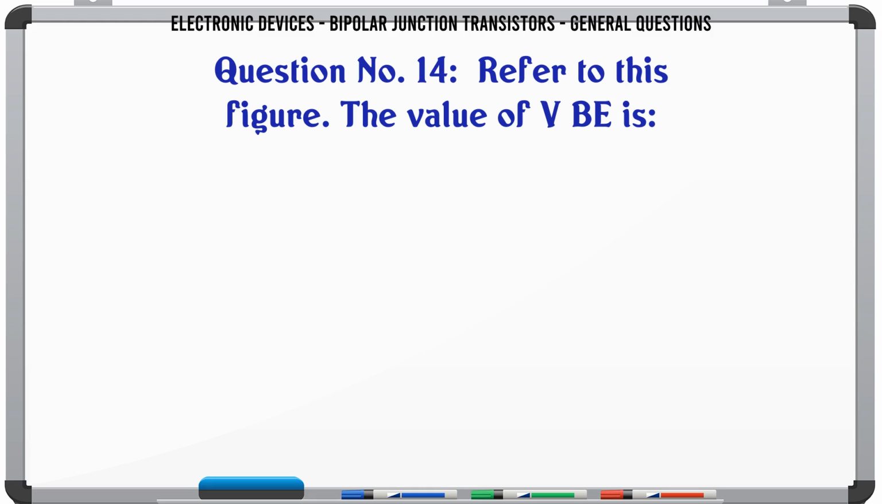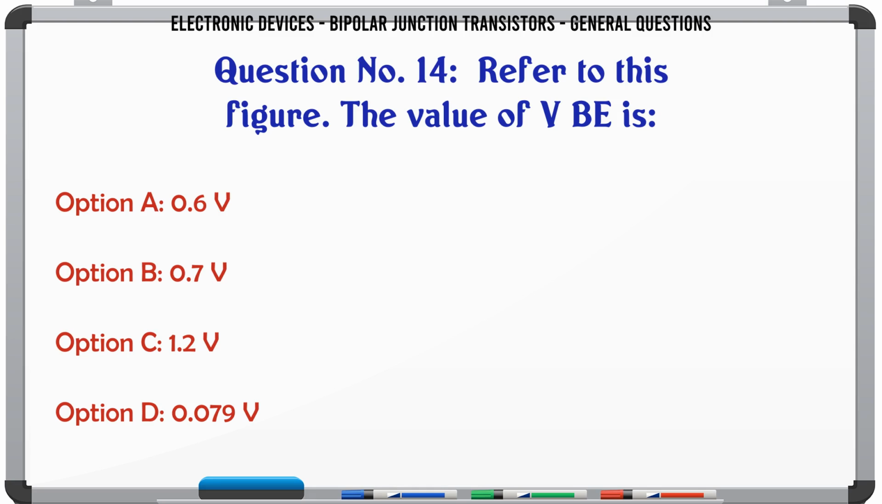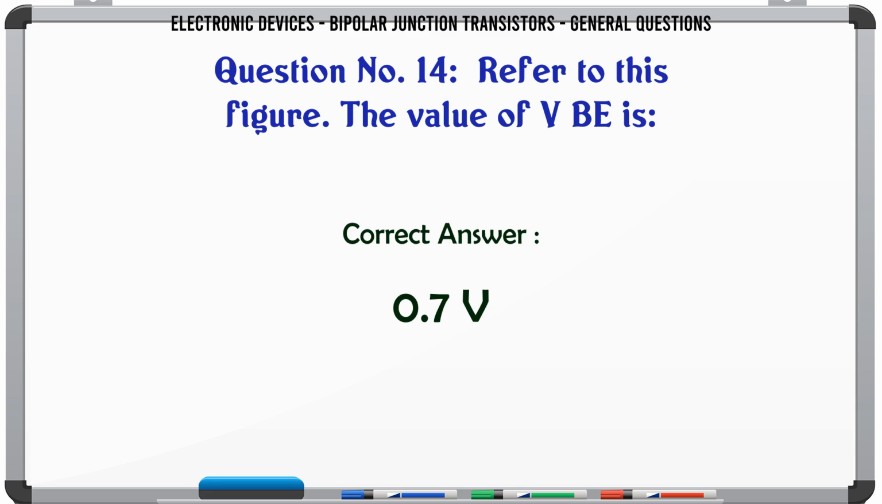The value of VB is A 0.6 V, B 0.7 V, C 1.2 V, D 0.079 V. The correct answer is 0.7 V.